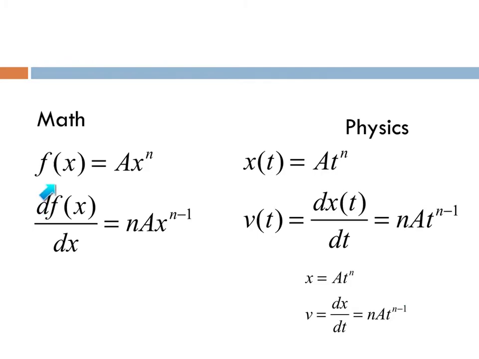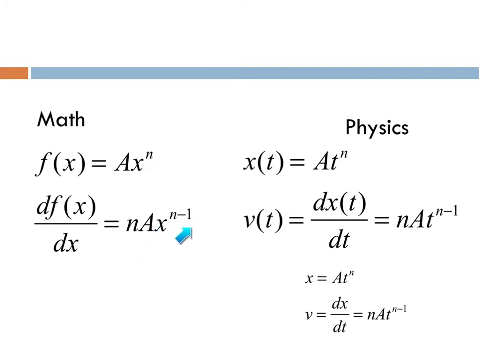Here you have a function, which is equal to a, which in this case is just a value, a number, times x to the n power. Down here we have the derivative of your function with respect to x. So what we do is we bring down this n, whatever it is, to the front, multiply it by whatever number was already there, and then we have x to the n minus 1.